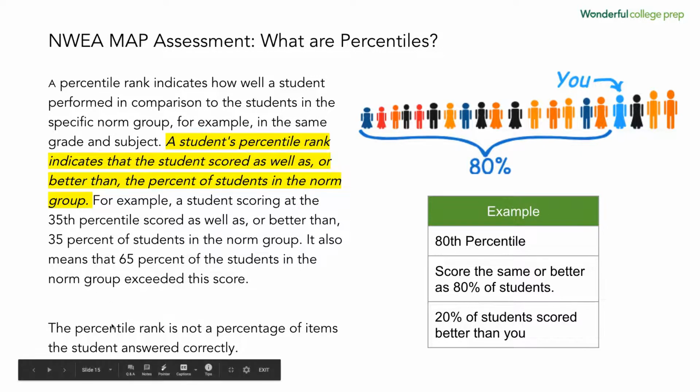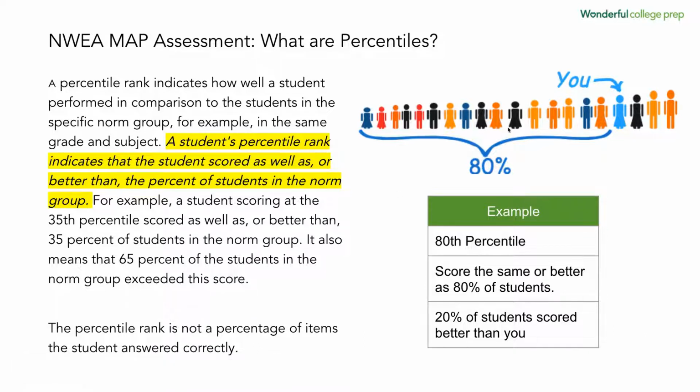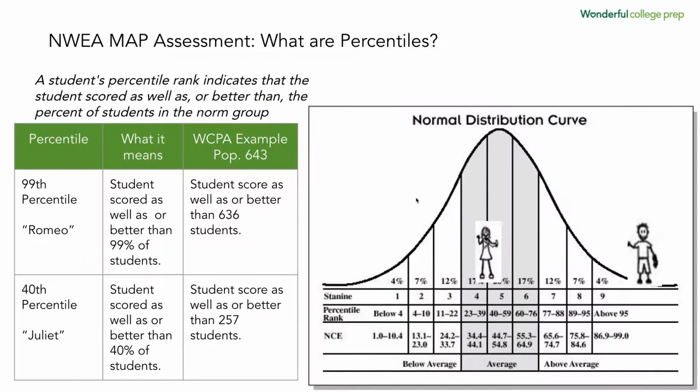Now, this percent is not the percentage of items the student answered correctly. It is the percent of kids that did better, worse, or the same as your child. So for instance, a child that's in the 80th percentile, right here, this blue person here, they score the same or better than 80% of students. So they are at the front of 80% of the other kids who took the test. But that also means over here that 20% of students scored better than they did. So that can kind of help you understand where your child is relative to other kids who are the same age.